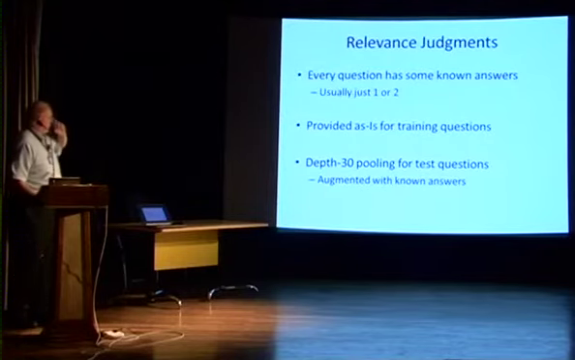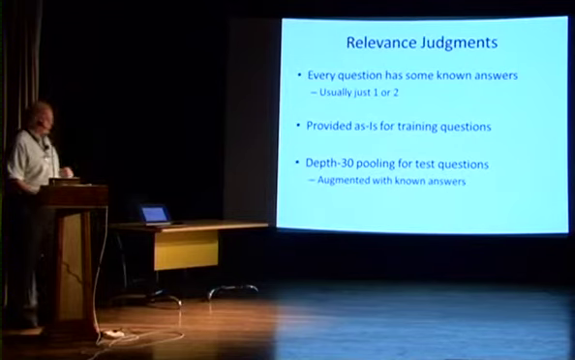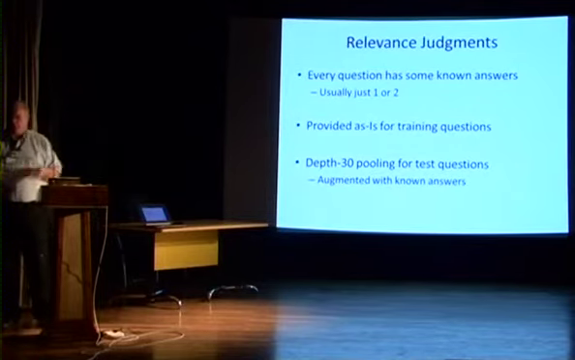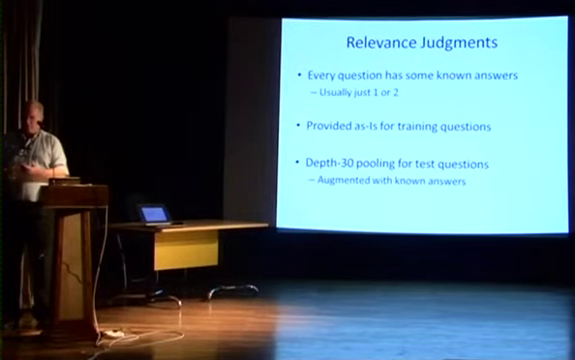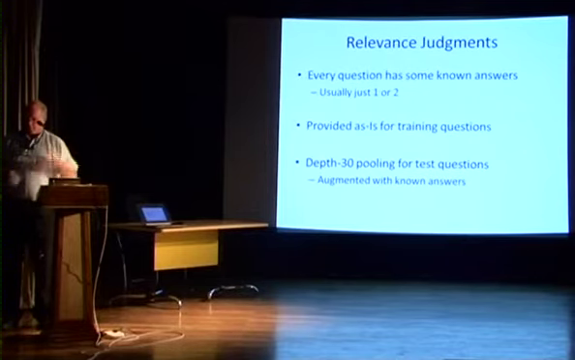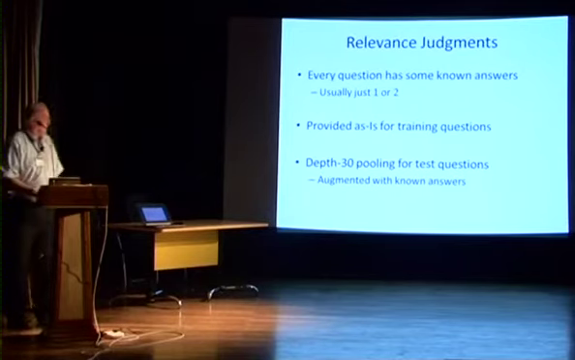For the test questions, we should do some pooling. So we thought we might do depth 30 pooling, but we could do whatever was appropriate. So the same person who transcribes will do the relevance. So we just hire one person, they transcribe questions, transcribe answers, do relevance judgments, and they don't withdraw. Okay.